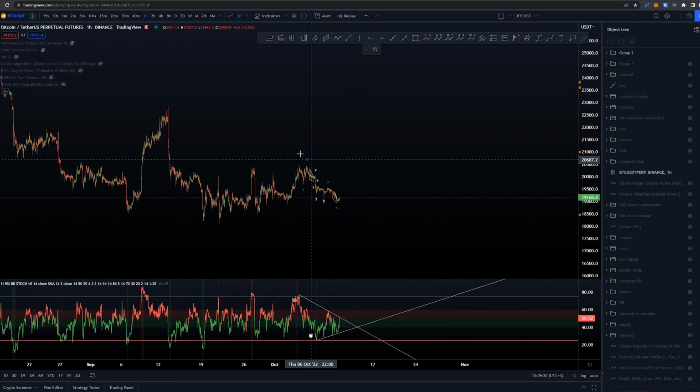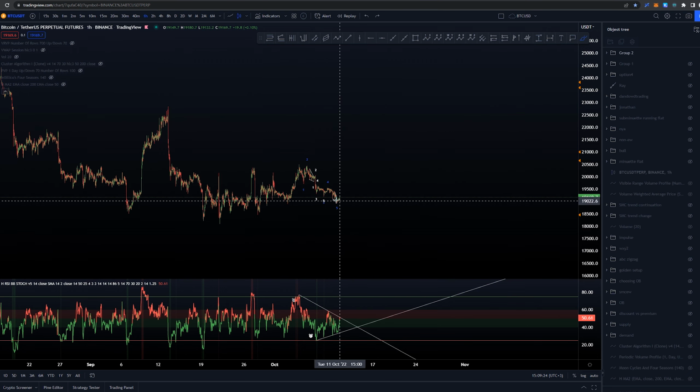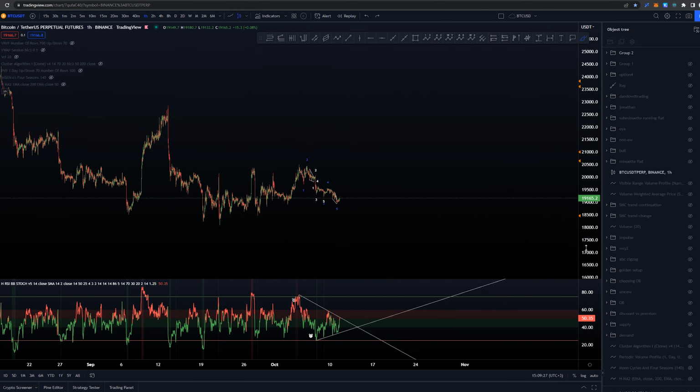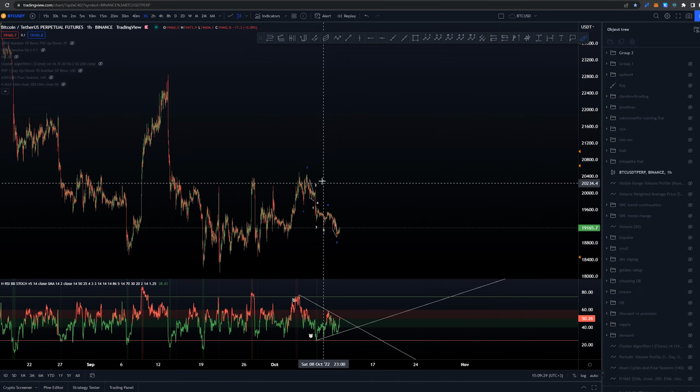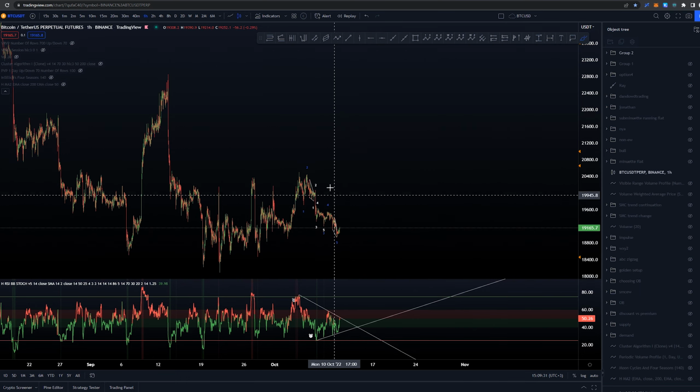Of course, if we are taking out this high here, then we have to be saying that okay, this has to be an end of something if we want to have it as a five wave. Now, is it a five-wave structure?